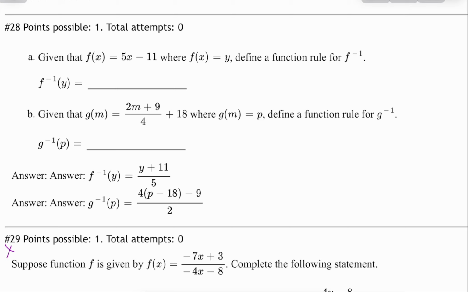It says define a rule for the inverse. See, it says just f of y. So all we need to do is make y equal 5x minus 11 and solve it for the opposite variable. Solve it for x, you're done. Okay. So it should be y in your function. So we're going to add 11 to both sides, divide by 5. So our new function would be y plus 11 divided by 5.